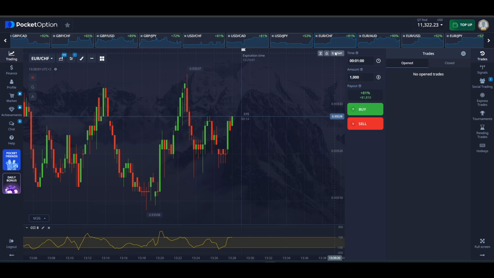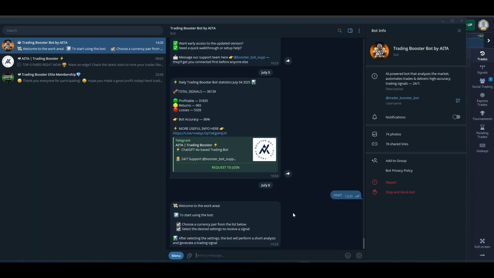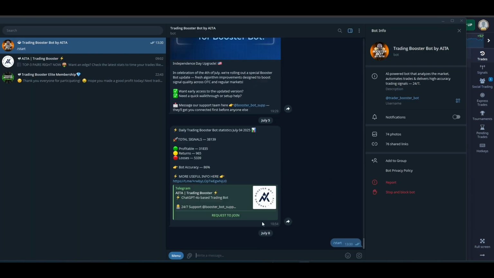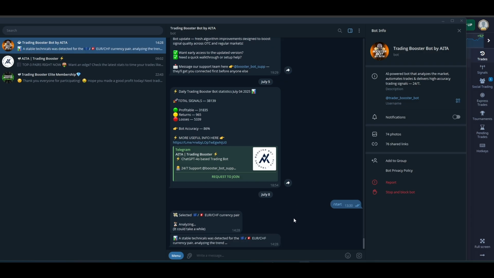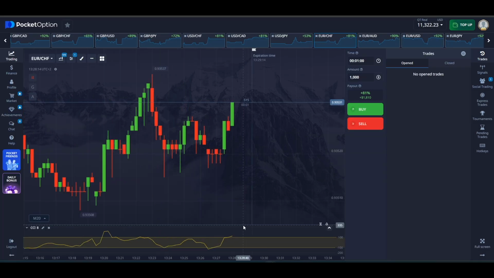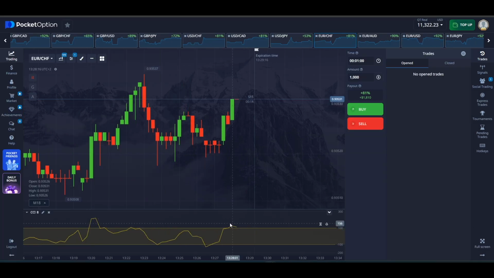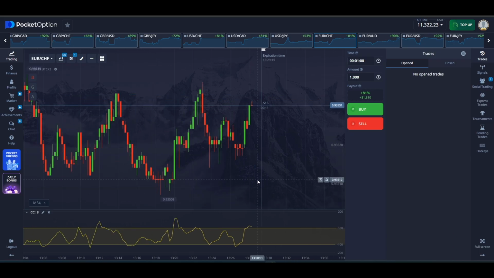For example, the first currency pair is the Euro/Swiss franc. Let's get a signal for this currency pair. We'll select a 1-minute trade duration. And I get a buy signal. But I see that at the moment, the CCI indicator is above its normal values, so I skip this trade. Next, we'll talk about why I skip this trade and discuss why we need the CCI indicator.